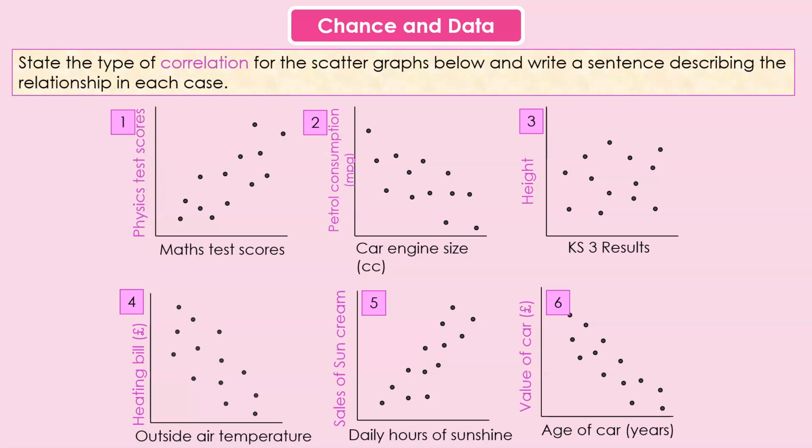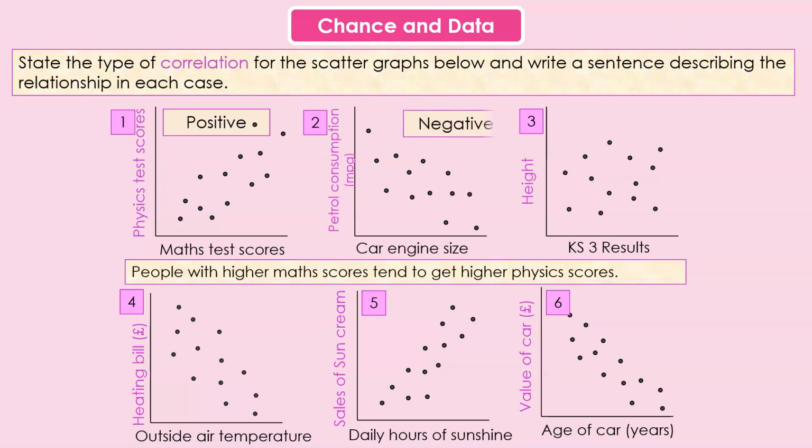So question 1, math scores and physics scores. Obviously it's a positive correlation. And that makes sense that physics and maths are aligned relatively well. If you are strong at maths and you're able to answer maths questions, there's a better chance that you'll be able to answer physics questions. So they're kind of related. Car engine size and petrol consumption. So this is negative. As the engine sizes increase, they use more petrol, so less MPG or miles per gallon.